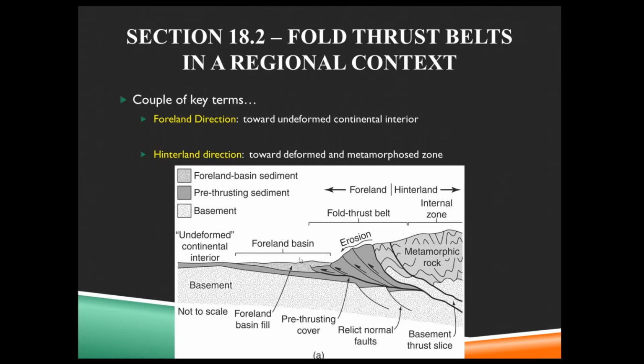So if we're at the foreland basin here in this image, the foreland direction is towards the undeformed continental interior, to the left on this image, and the hinterland direction is to the right, towards that metamorphosed, deformed area.